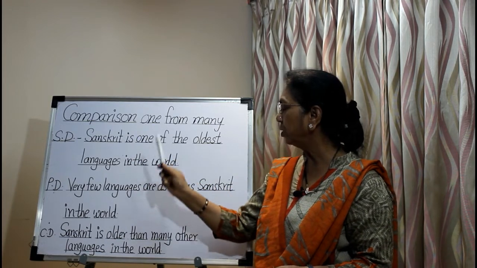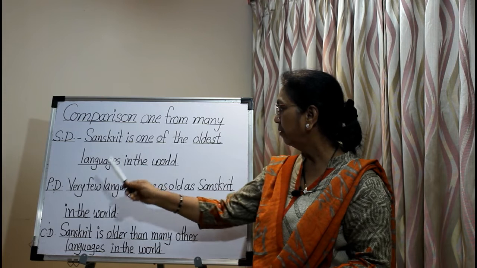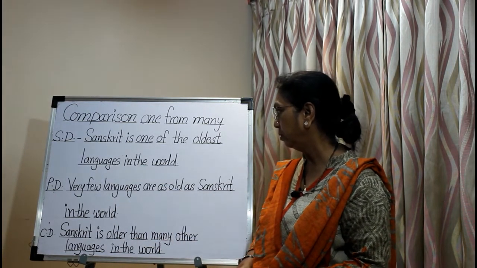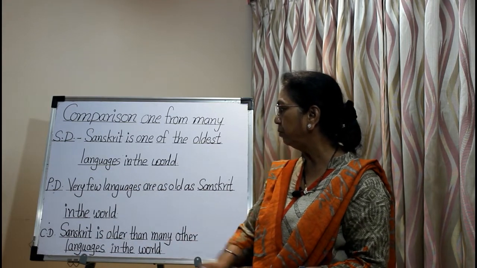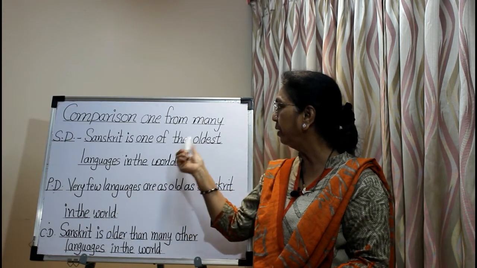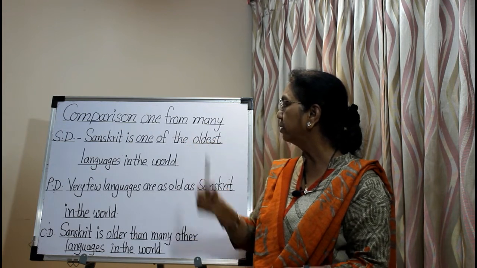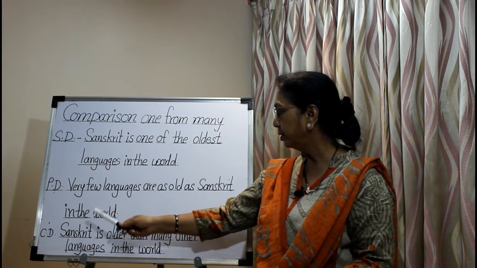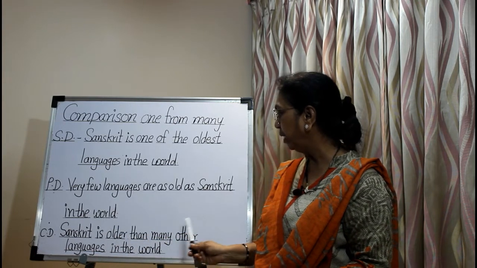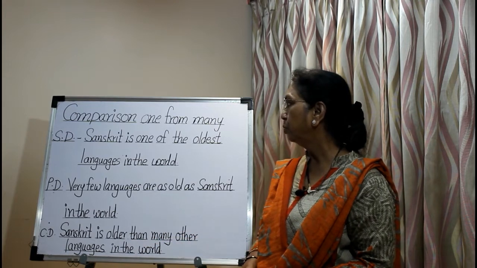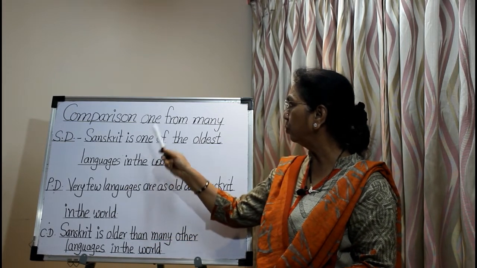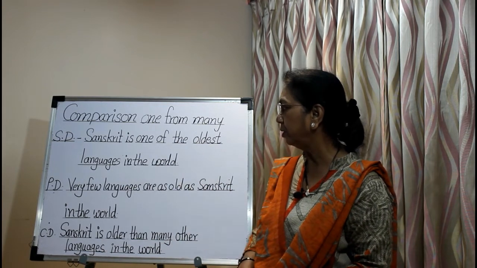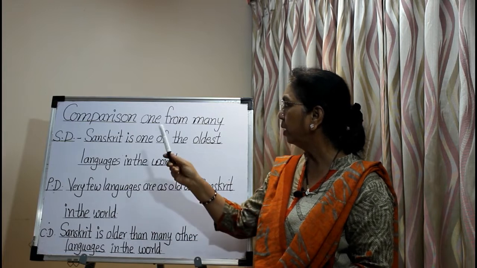So how to change it to positive degree? Very few languages are as old as Sanskrit in the world. So in positive degree we start with very few, because very few old languages are there in the world. Its comparative degree is: Sanskrit is older than many other languages in the world. So when the comparison is one from many, we have changed the sentence in all three degrees: positive, comparative and superlative.